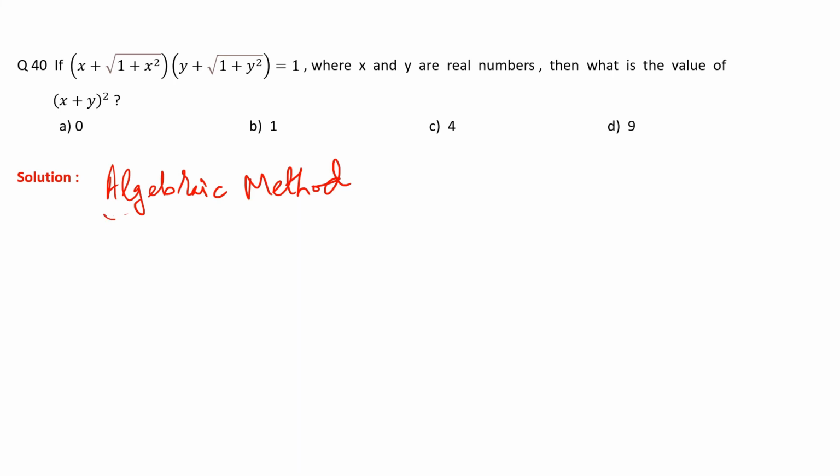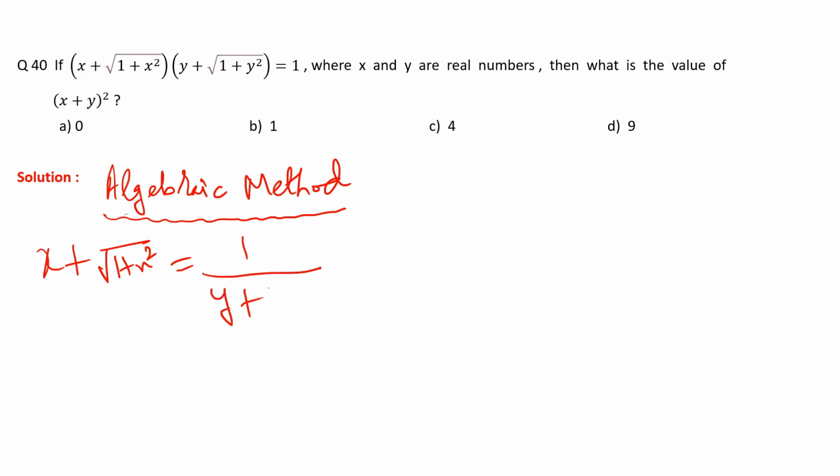Or otherwise, I will give you a hint of trigonometric method. You can also try, but that will be little lengthier. Now, when we try to solve this question by using algebra, what we have to do, we can write this as x plus square root of 1 plus x square equal to 1 upon y plus square root of 1 plus y square. Now, let us rationalize the term on the right hand side of this equation.